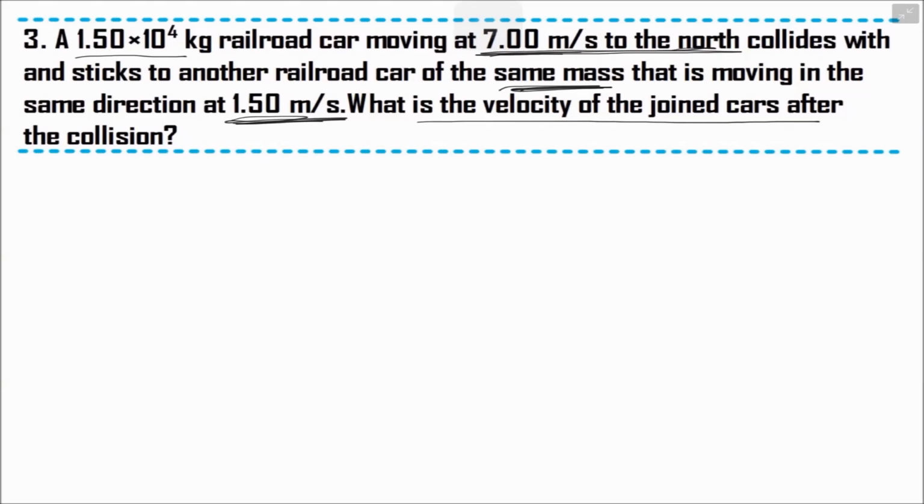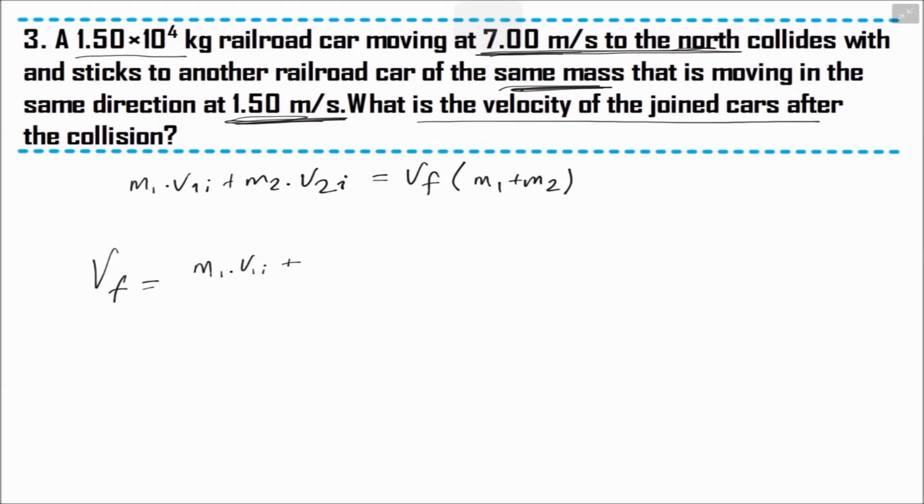Joint means final velocity is the same, so m1 times v1 initial plus m2 times v2 initial equals v final times m1 plus m2. So v final will be m1 times v1 initial plus m2 times v2 initial over m1 plus m2.